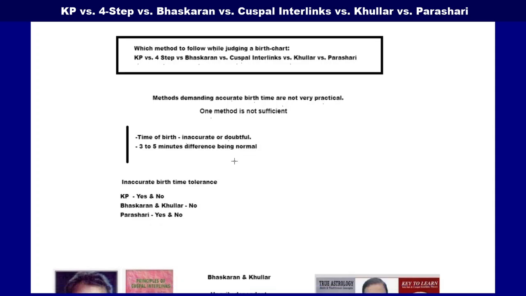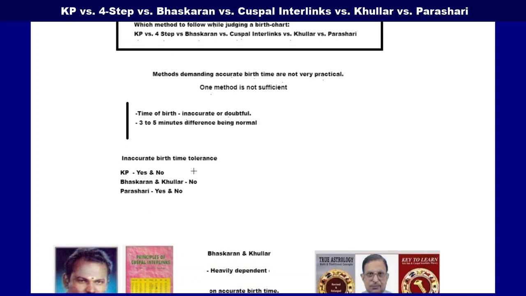So let's look at the popular methods floating around. KP is there, Bhaskaran and Khullar method is there, and then of course the old Parashar school of astrology. If you look at the demand for the exact birth time, then in KP the demand is yes and no. I'll explain why I'm saying yes and no in a while. In Bhaskaran and Khullar, the tolerance is negligible. You need to have a very accurate birth time. And in the old astrology, it is also yes and no, which I will explain in a while.